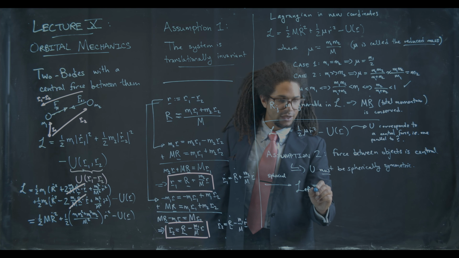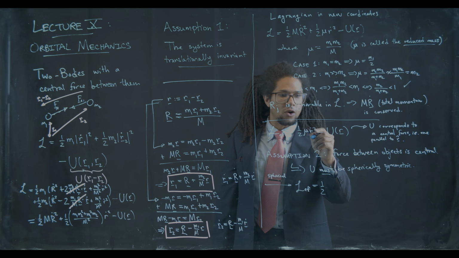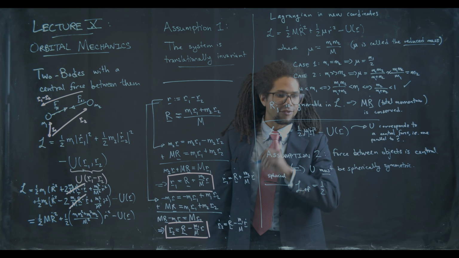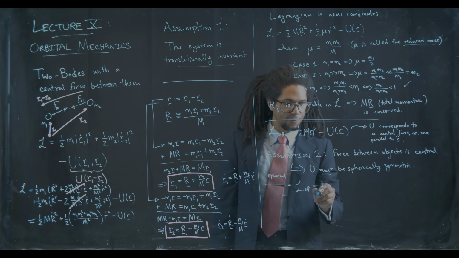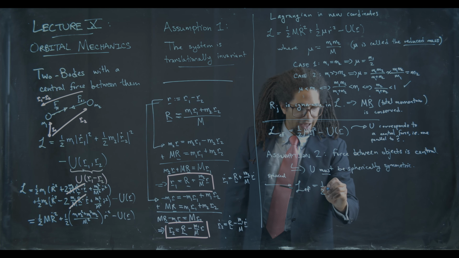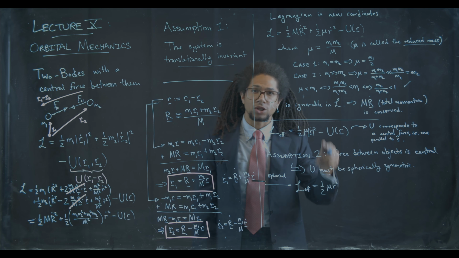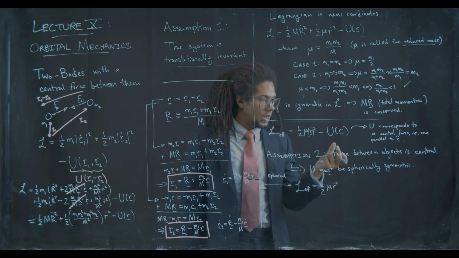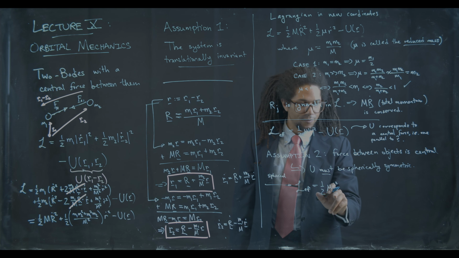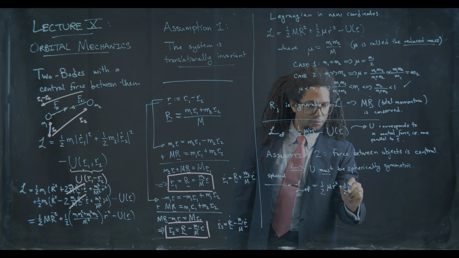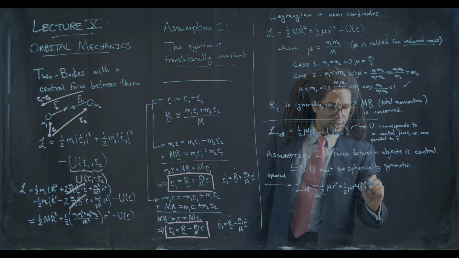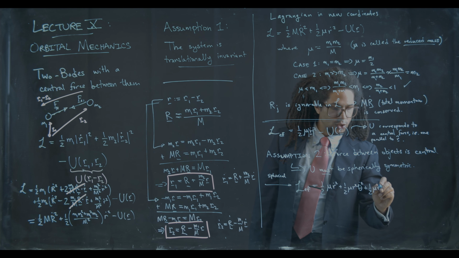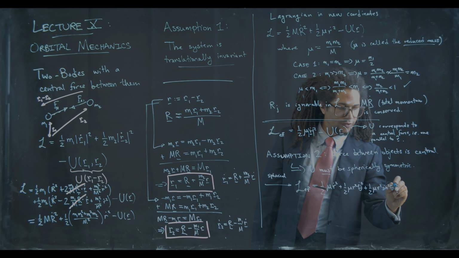I'll have L effective is equal to 1/2. Now, if I want the r dot vector squared, which is really what this is, I was being a little bit unclear in my notation, I know how to express that in spherical. That is mu r dot squared, where now this is just the r dot component squared, plus 1/2 mu r squared theta dot squared, plus 1/2 mu r squared sine squared of theta times phi dot squared minus U of r.